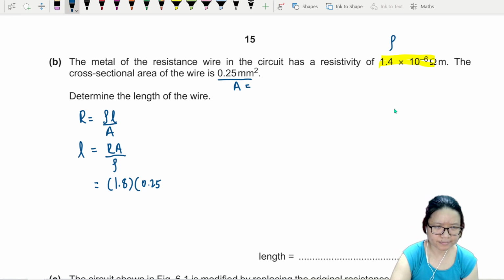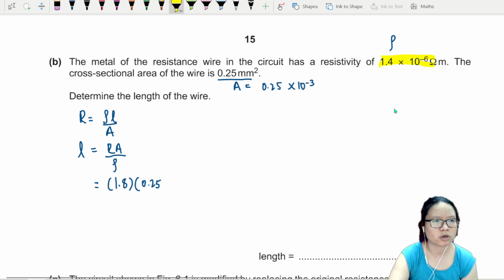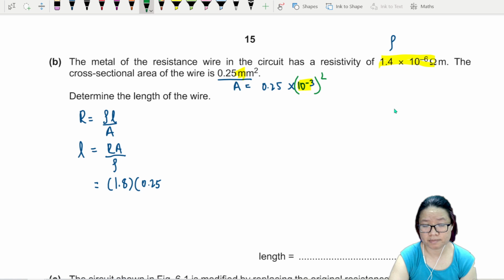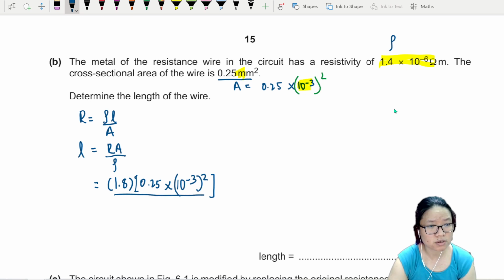Millimeter. So 0.25 times 10 to the power of negative 3 because of the milli. But then it's squared. So we need to square this. Because the mm squared is for the unit, not for the 0.25. So this one will be 10 to the power of negative 6. Or you can just take negative 3 squared, for your brain if you need to. And what we have for resistivity was 1.4 times 10 to the power of negative 6. Very tempting, I shall cut.